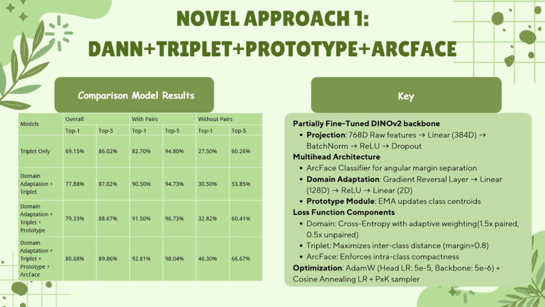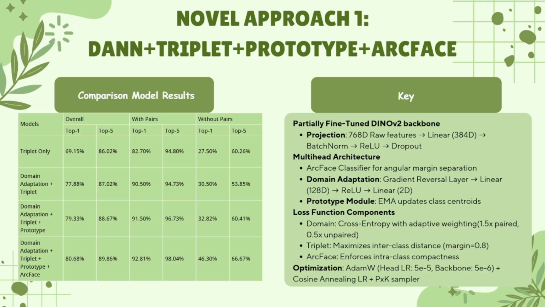The real innovation lies in our multi-component loss function. We implement domain adaptation using a gradient reversal layer, which is crucial because it forces our model to learn features that work equally well for both herbarium species and field photographs. We combine this with triplet loss, which maximizes the distance between different species while keeping the same species samples close together. Our prototype module maintains exponential moving average, or EMA, centroids for each class, which is particularly valuable for 40 species that only have herbarium training images.